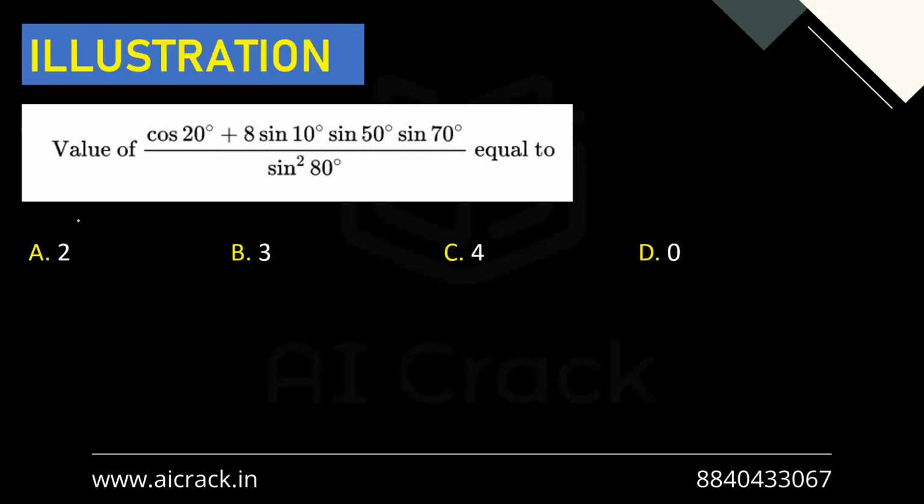Now let's look at this particular question. Value of cos 20 plus 8 sine 10 dot sine 50 dot sine 70 divided by sine square t. I'll leave this as homework because it's very simple. We have sine theta, sine 60 minus theta, sine 60 plus theta. It becomes pretty obvious. So I'll leave that as homework. You can try this question on your own.